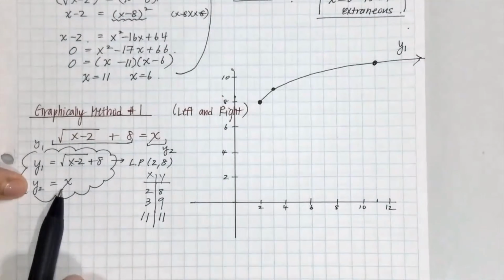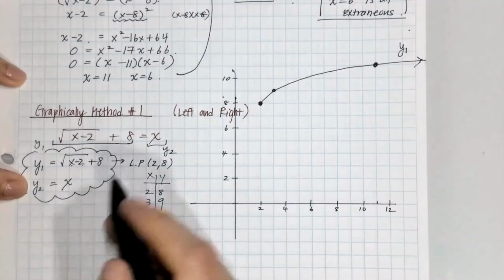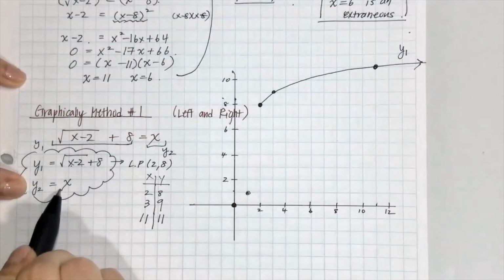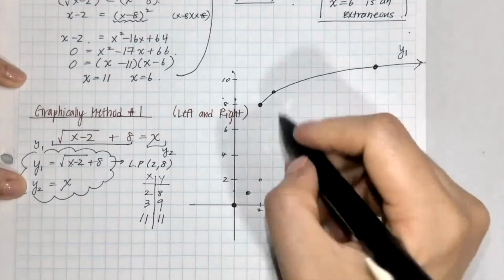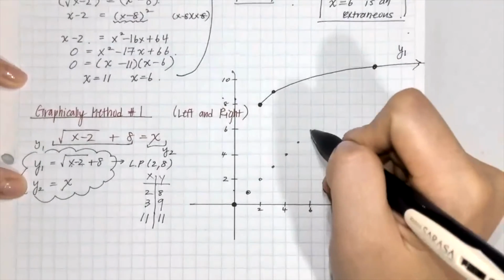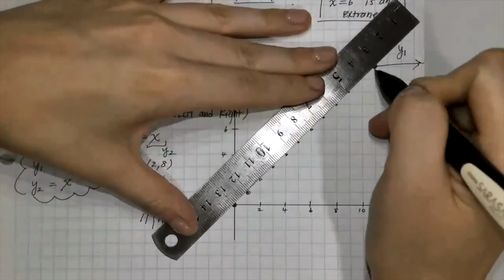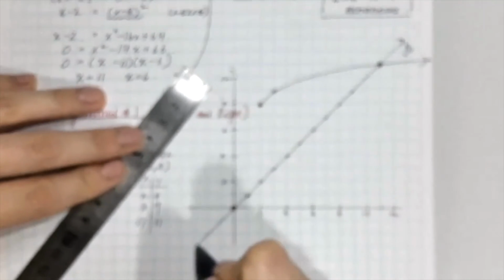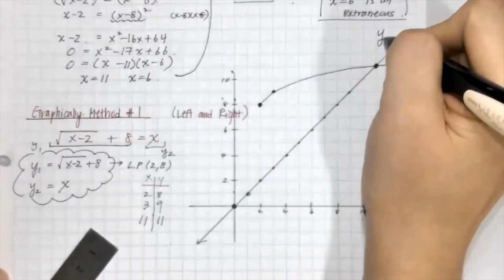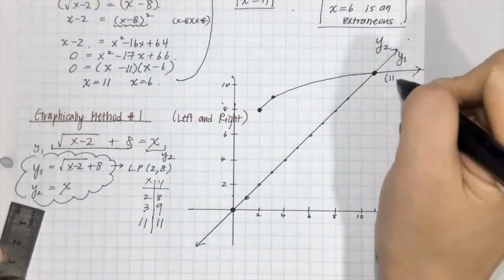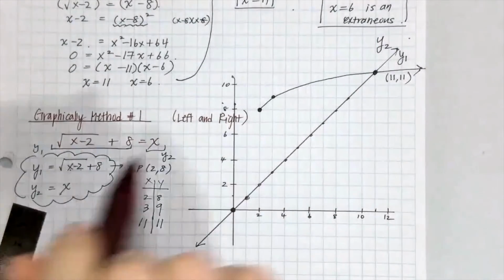Second one is a linear graph. So it's just going to be y-intercept 0 and go up 1, right 1. It's the slope of 1. It's just y equals x. So your slope is just 1. Draw those dots, connect the points. And it looks like it is intersecting at one particular point at 11, 11. I'm going to circle it.